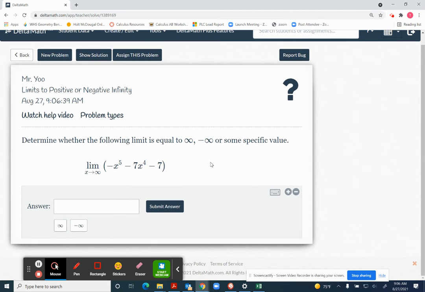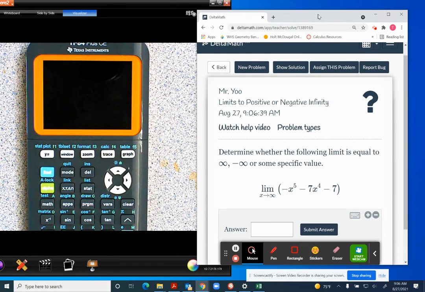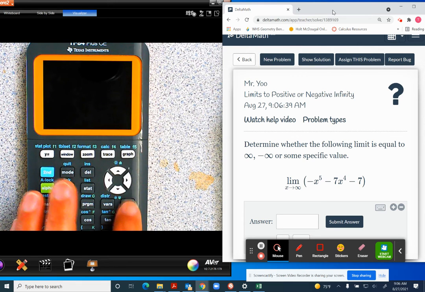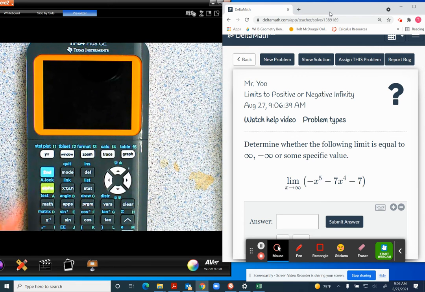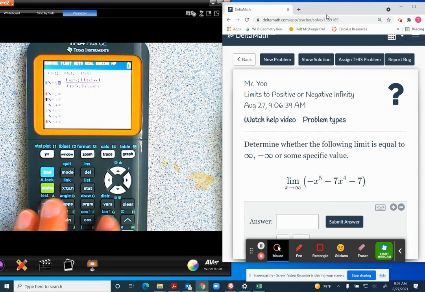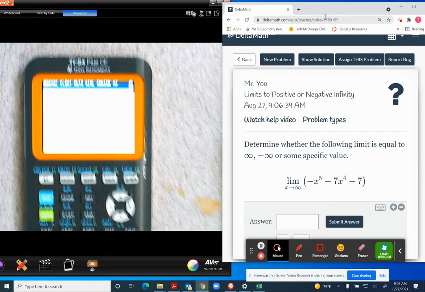All right, so this one is, again, you can use your graphing calculator to see what's going on. So let's go ahead and use your graphing calculator to see what is going on with this graph. All right, so let's go ahead and turn this on. On. Y equal to clear. Can you see it okay?